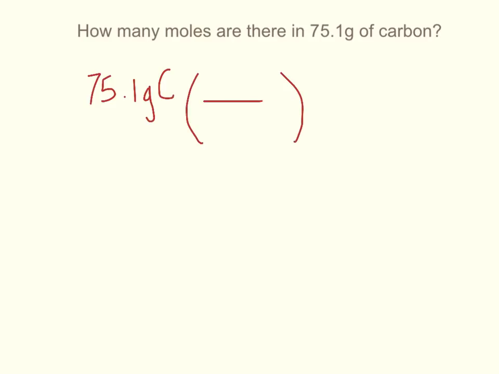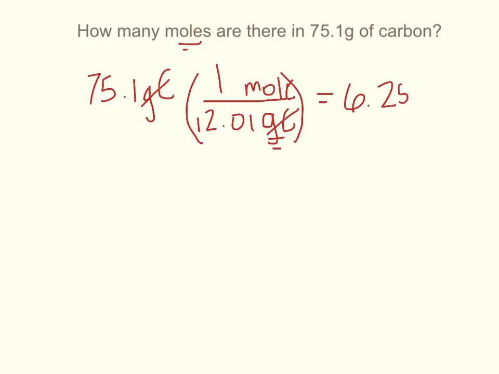So I'm going to start with my 75.1 grams of carbon, and in order to go from grams to moles, if you look at your mole map, you'll remember that grams to moles is going to be my molar mass. And so I want to put grams at the bottom here because I want to get rid of and cancel my grams of carbon. And I'm going to end up with moles of carbon, which is what my problem is asking me for. So for every 1 mole of carbon, I look at the periodic table and I find that I have 12.01 grams of carbon. And so then I can simply do 75.1 divided by 12.01 and I get 6.25 moles of carbon.